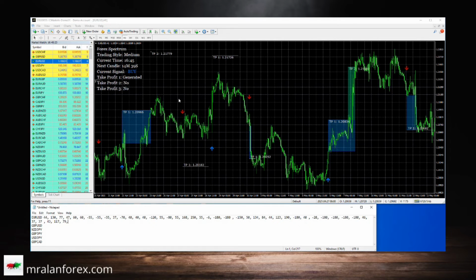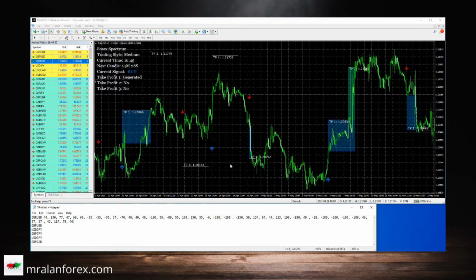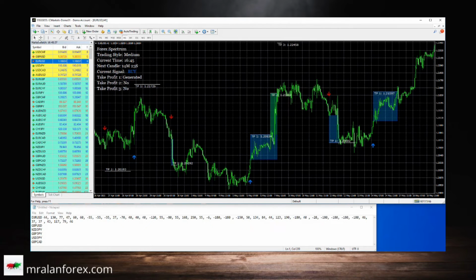Okay, then we are now short again, so that's from here to here. Number 46, and bounces straight back up again. So we have still 2 remaining trades, which are closed out here. That's about 8 pips, so 8 plus 8, 16 pips.